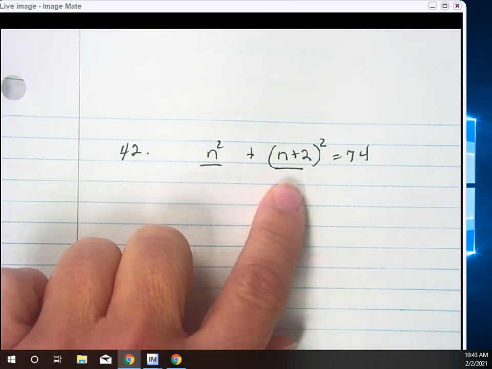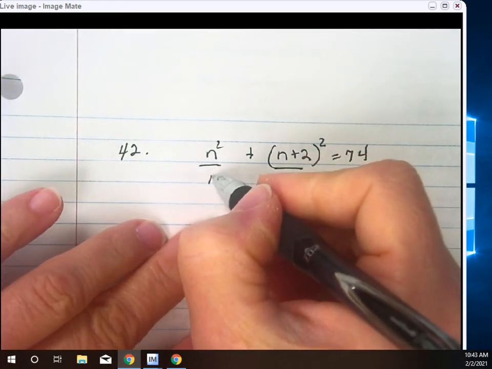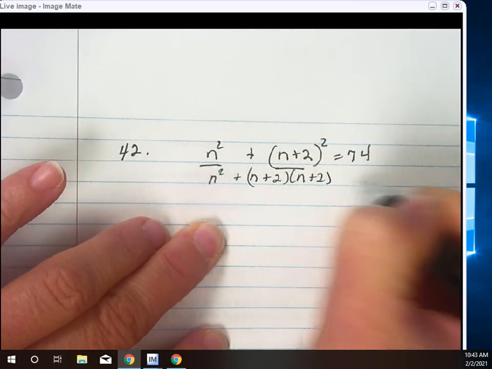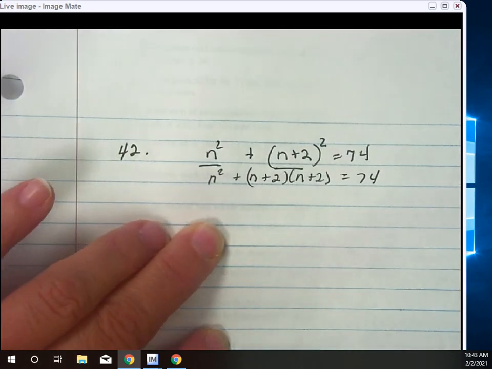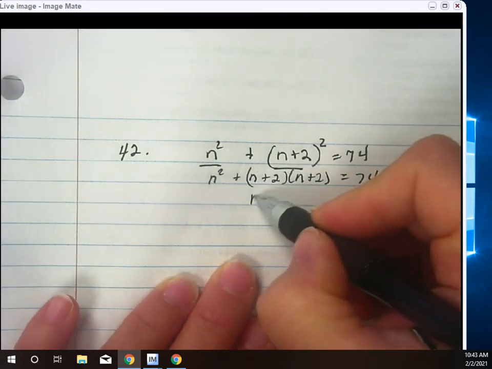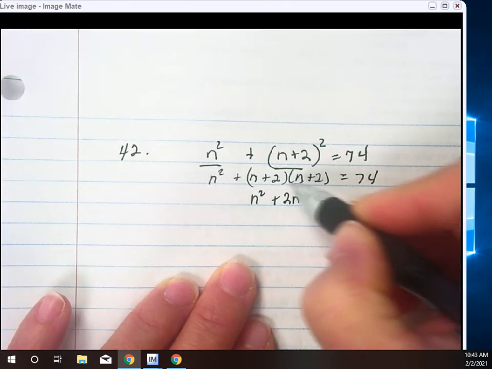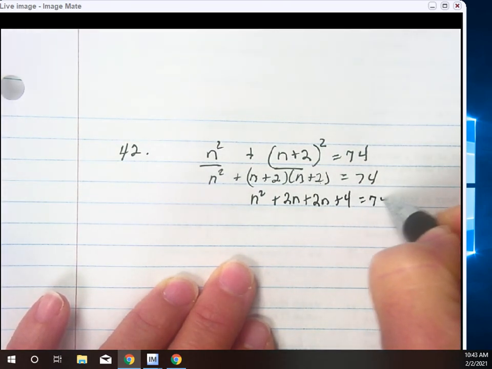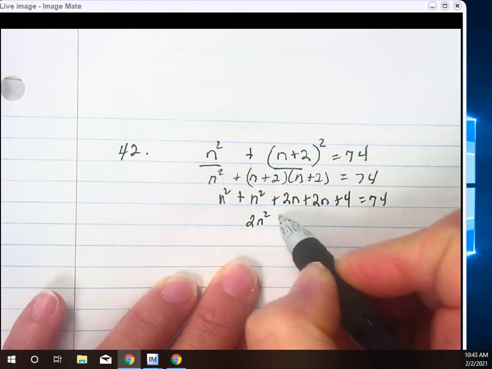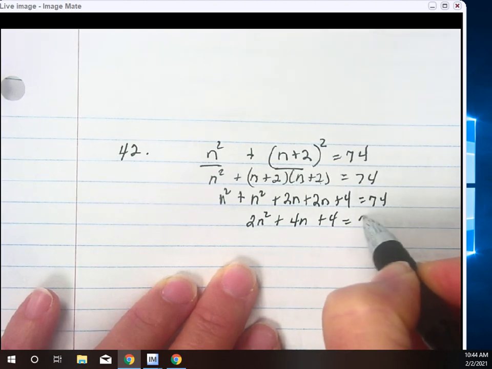How do I square n plus 2? You have to write it out twice. And some people call it foiling. Some people call it double distributive. N times n is n squared. N times 2 is 2n. 2 times n is 2n. 2 times 2 is 4. Combine like terms. 2n squared plus 4n plus 4 equals 74.